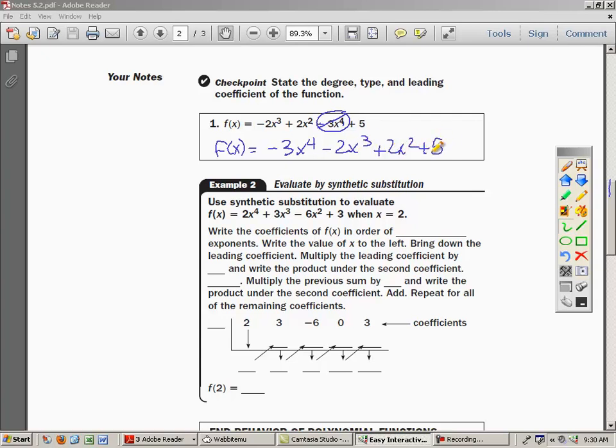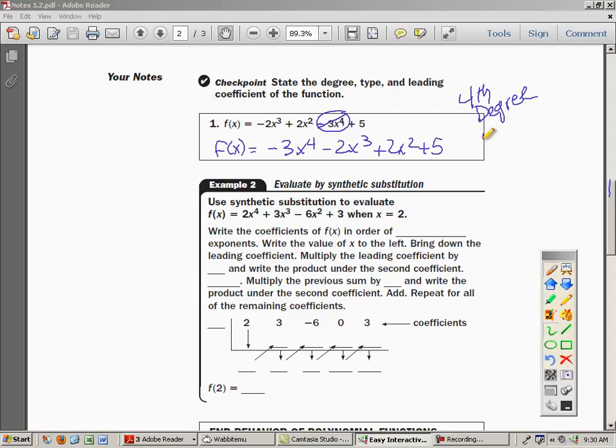Now that we've got it in standard form, state the degree. Well, it's 4th degree. All right, the type, again, you can call it quartic if you want. I will never, so I'm just going to cross it off. And then the leading coefficient, in this case, we'll just call it LC, is equal to negative 3. Make sure it's negative 3 because, again, that has to go with the x to the 4th power.